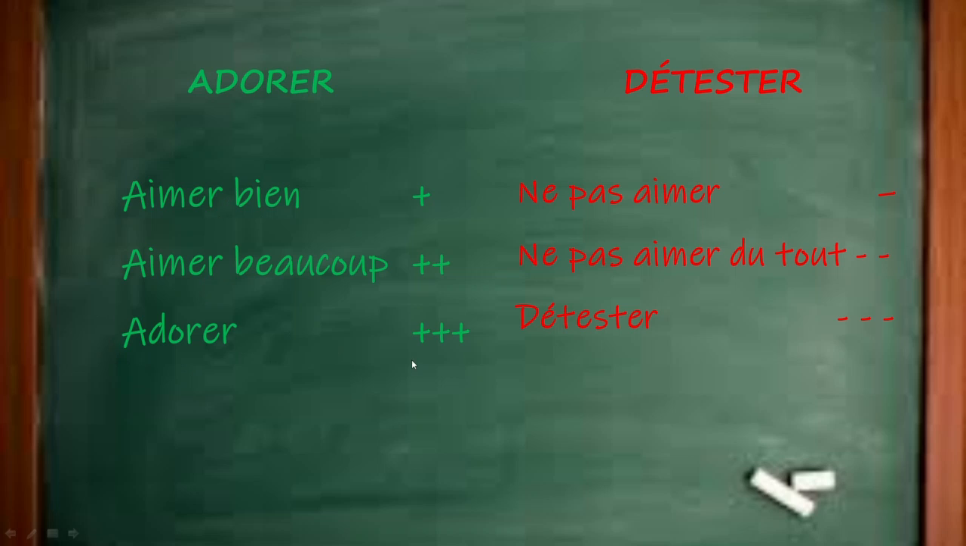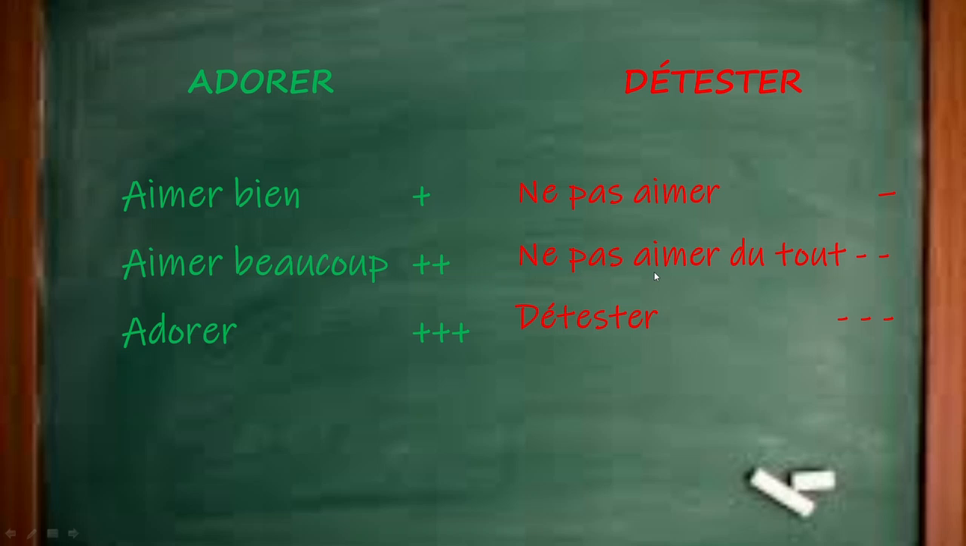When you have three pluses, all this means you like something, something positive. And when you dislike something, then you'll use ne pas aimer. You just say I don't like, je n'aime pas Chennai. Par exemple, je n'aime pas du tout Delhi, for example. And the extreme, the same way as adorer, is to hate, the verb détester, which means I hate. Je déteste la Chine, for example. And du tout here, ne pas aimer du tout, means at all, I don't like at all.